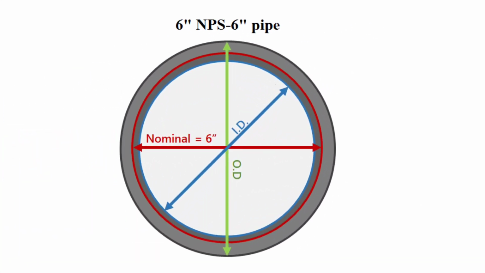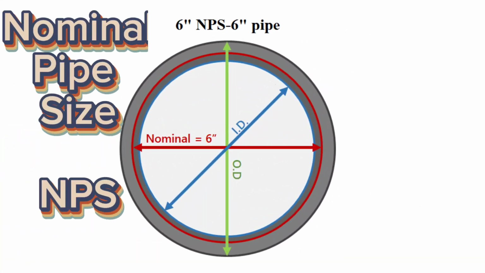Nominal pipe size, or NPS, is a pipe size standard used in the United States for various piping systems. The pipe size is measured and indicated in inches. Nominal pipe size only pertains to the pipe's outside diameter. Nominal pipe size, NPS, is the number that defines the size of the pipe.